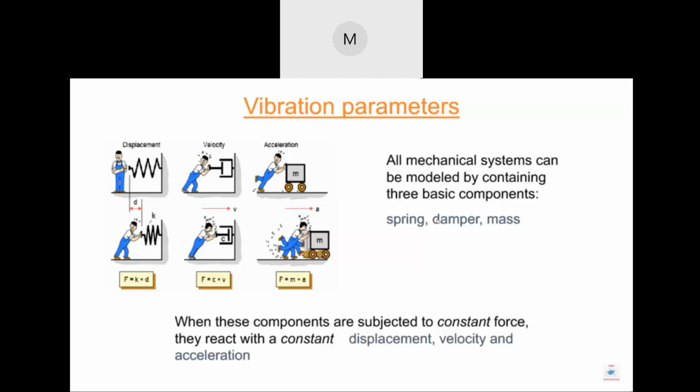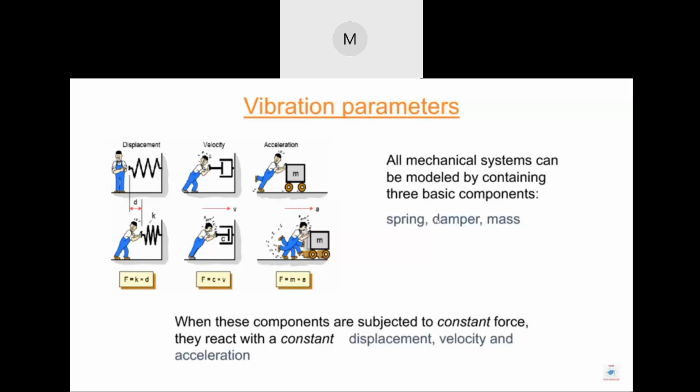If I am having one mass, and if I displace it with some acceleration A, then if I apply some force, I will get an acceleration. Therefore, I can write that equation, F is equal to mass into acceleration. Therefore, when these components are subjected to constant force, they react with a constant displacement, velocity, and acceleration.